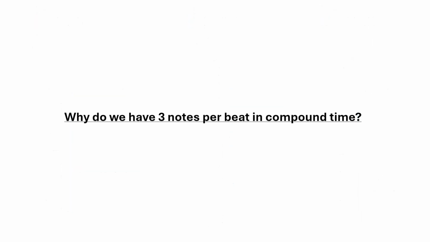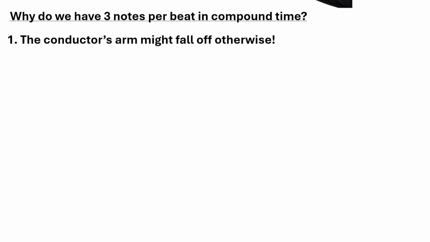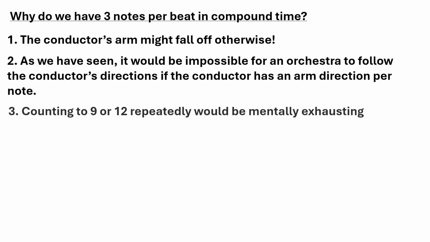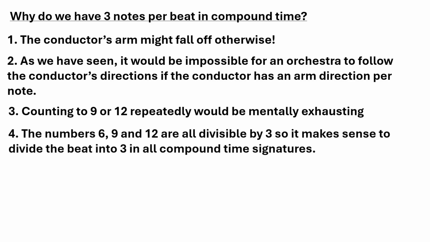But why do we have 3 notes per beat in compound time? Well, clearly the first reason is that the conductor's arm might fall off otherwise. Secondly, as we have seen, it would be impossible for an orchestra to follow the conductor's direction if the conductor has an arm direction per note. Thirdly, counting to 9 or 12 repeatedly would be mentally exhausting. Also, the numbers 6, 9 and 12 are all divisible by 3, so it makes sense to divide the beat into 3 in all compound time signatures.